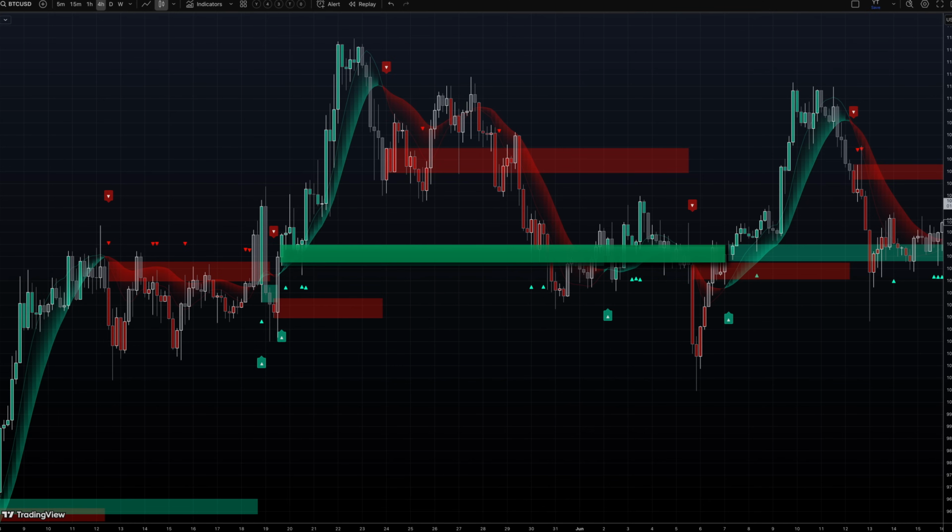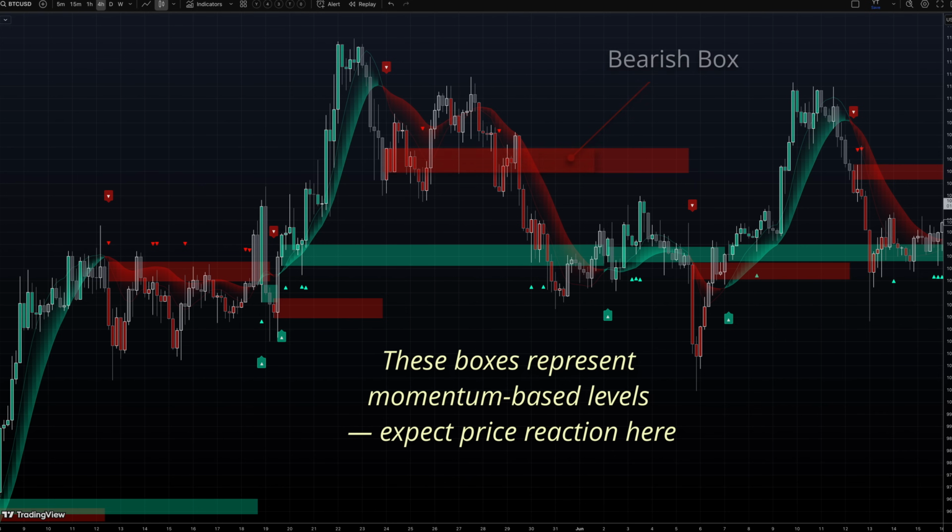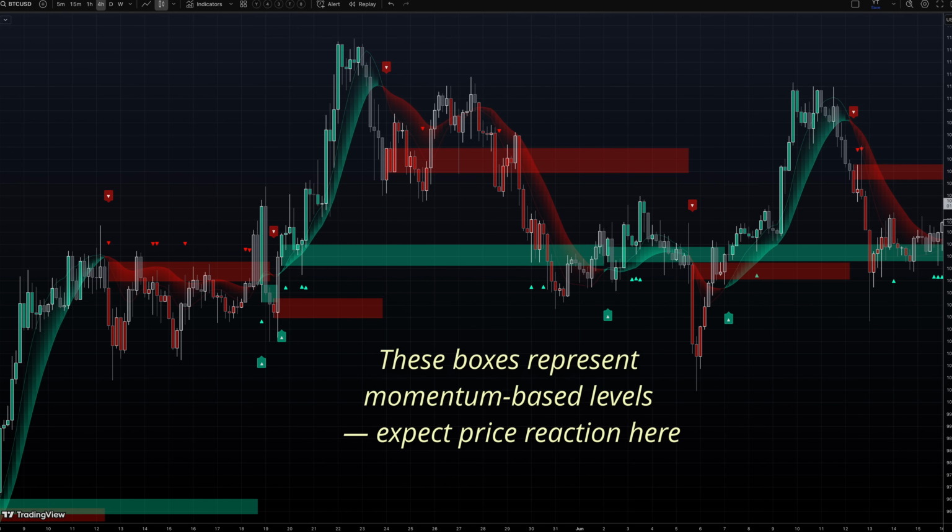When the faster HEMA crosses above the slower one, it creates bullish boxes below price action, while bearish cross-unders generate resistance boxes above price. These boxes represent key levels where price reactions are expected based on the trend momentum shift.